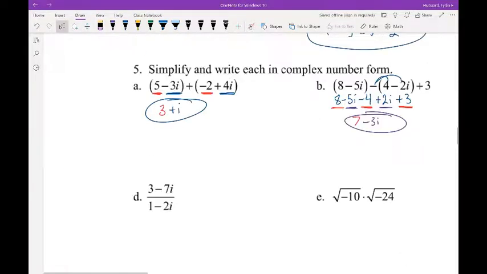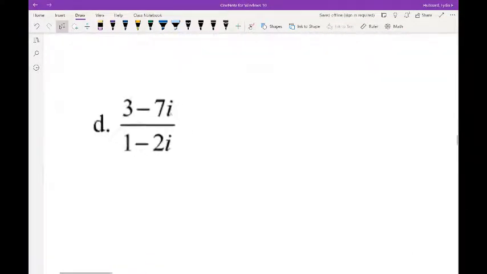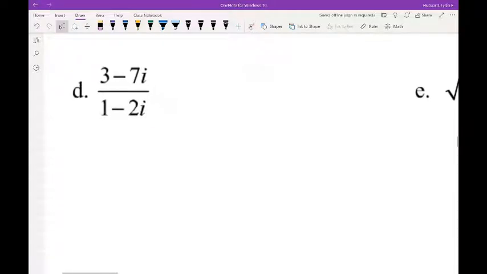Okay, now we're moving on to rationalizing the denominator. So when we have something like this, we need to multiply by the complex conjugate of the denominator. So that means same numbers and the opposite sign. So 1 plus 2i. What we do to the denominator, we also have to do to the numerator.